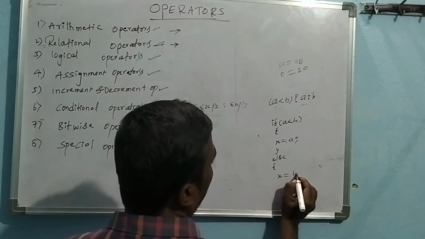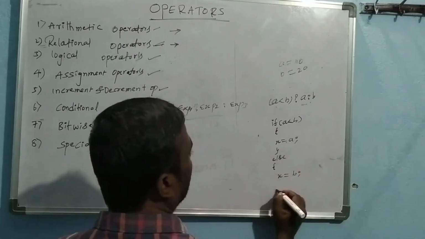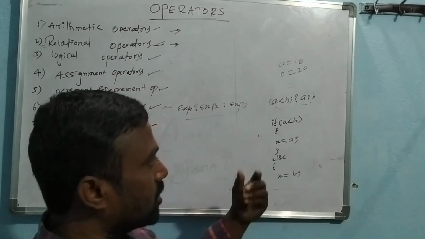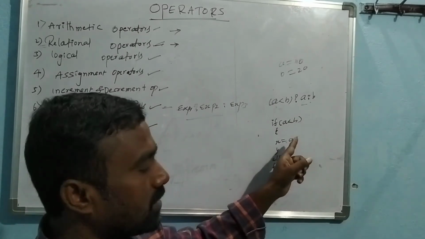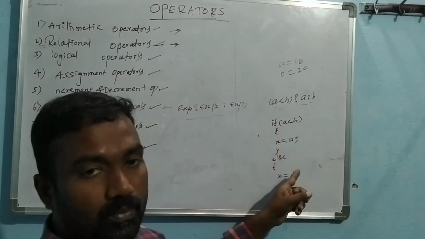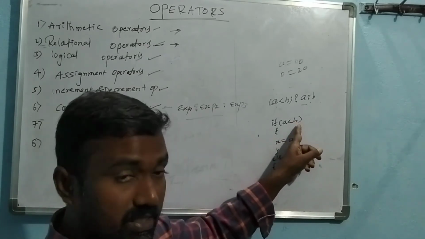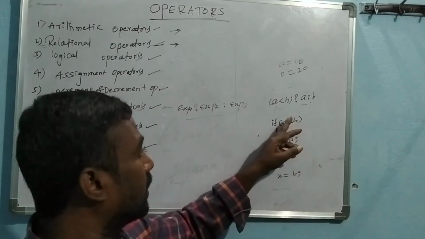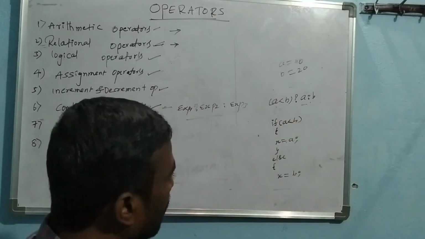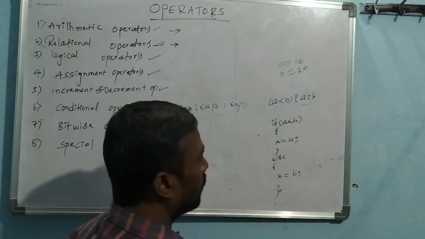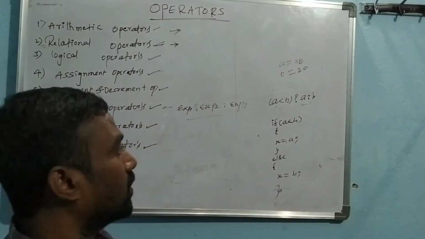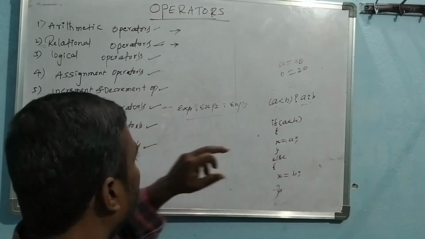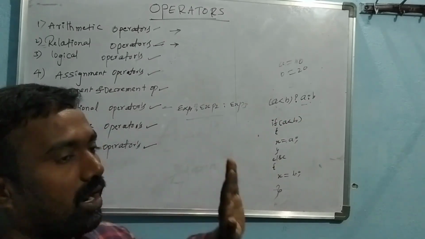X equal to p will be printed automatically. Whenever the condition a less than b is true, the value of x is stored in the a variable. If this condition is false, a is not less than b, the else statement, that is x equal to b, will be executed. So this lengthy statement can be written in the shortest form, which is called a conditional operator.